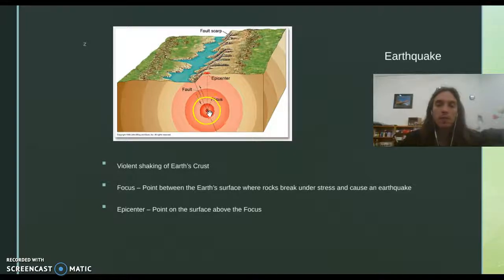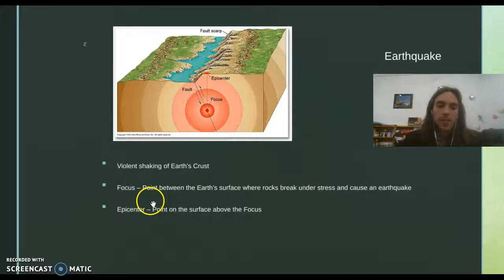And then all of the energy from the focus gets released in all different directions, okay? It's not just one direction. It doesn't go straight up to the epicenter and then move over. This energy is moving outwardly in all different directions away from the focus.